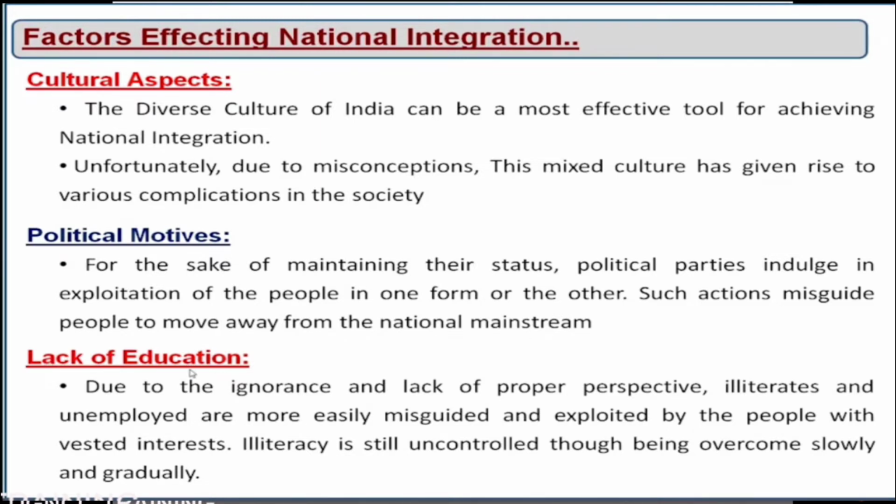Next factor is lack of education. Though we are overcoming the illiteracy problem slowly and gradually, at many places it is still uncontrolled and plays a major role in affecting national integration. Generally, illiterates and unemployed are more easily misguided and exploited by people with vested interests due to their ignorance and lack of proper perspective.